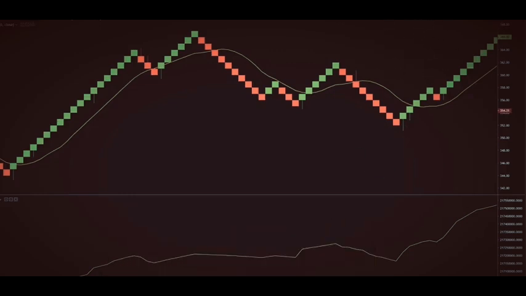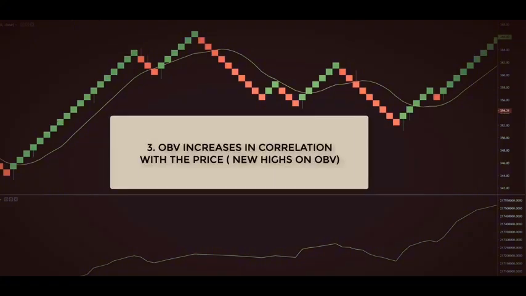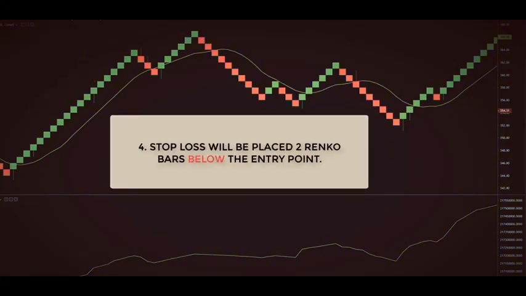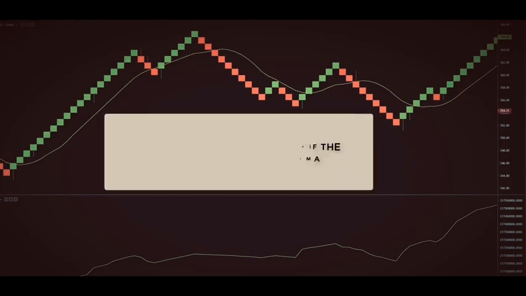We look for a new high in the OBV, which indicates that the buyers are stronger than sellers and the price is likely to increase. When OBV increases in correlation with the price, the upward trend is confirmed. Stop loss will be placed 2 Renko bars below the entry point. We can exit the position manually if the price falls below the simple moving average.